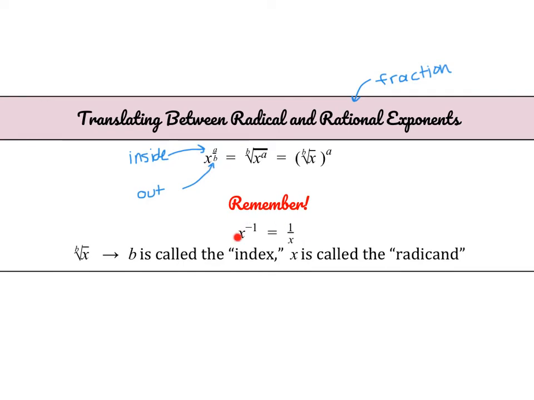Another quick reminder: if you have a negative exponent, it does not make your answer negative. What it does is cause the term with the negative exponent to become the reciprocal. So if that term was originally in the numerator, it's going to flip to the denominator, or vice versa. So I just want to remind you guys that a negative exponent does not make your answer negative.